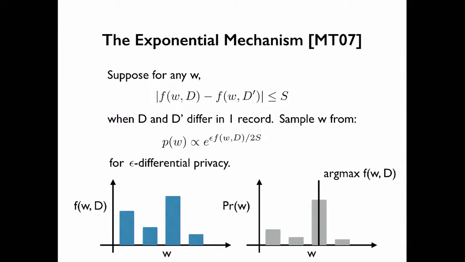So what does it actually do? Here is how it works. Suppose it so happens that for every w, the absolute value of the difference between f of w and d and f of w and d prime is at most s, and this happens when d and d prime differ in one record. If your function f has this property, then the exponential mechanism will sample w from the following distribution. The probability of w would be proportional to e to the epsilon times f of w and d divided by twice s. If you sample from this distribution, then you are going to get epsilon differential privacy.